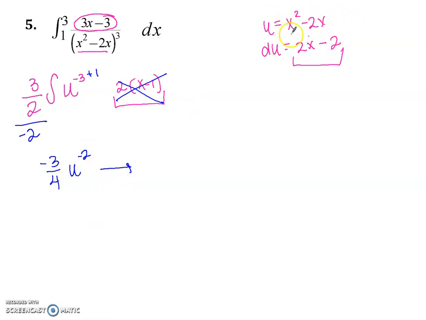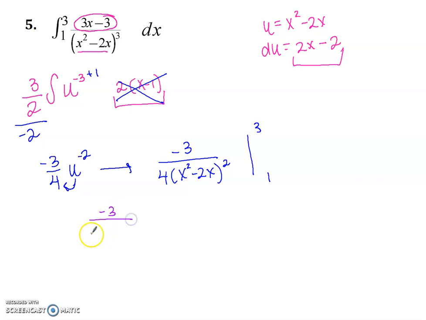Then I need to put the x squared minus 2x back in, and I also want to move this to the bottom to get rid of the negative exponent. So I'm going to have negative 3 over 4 times x squared minus 2x, squared. Then we're going to plug in 3, plug in 1, and subtract them. When I plug in 3, I'll have negative 3 over 4 times 3 squared is 9, so that'll be 9 minus 2 times 3 is 6, and then square it. 9 minus 6 is 3, squared is going to give me 9, times 4 is going to give me 36. So this is going to be negative 3 over 36, which I can reduce to negative 1/12.